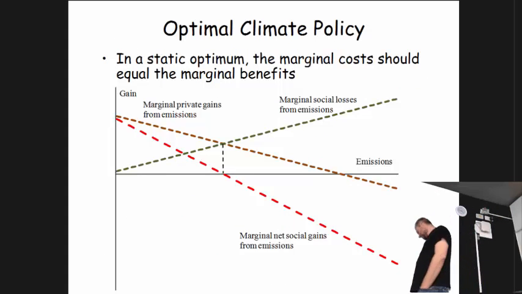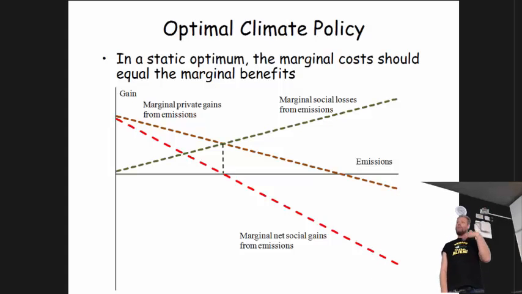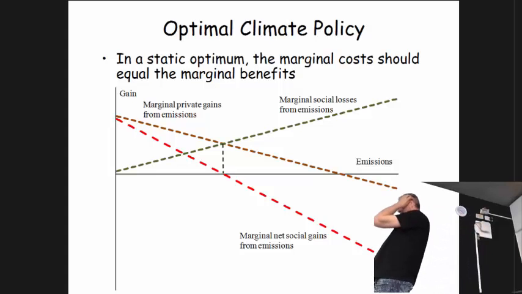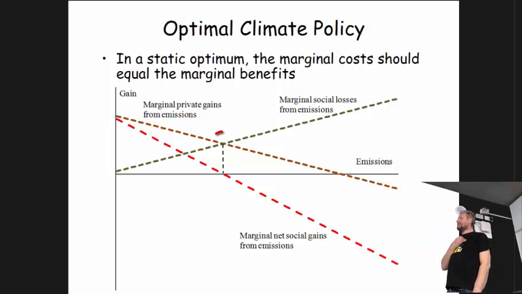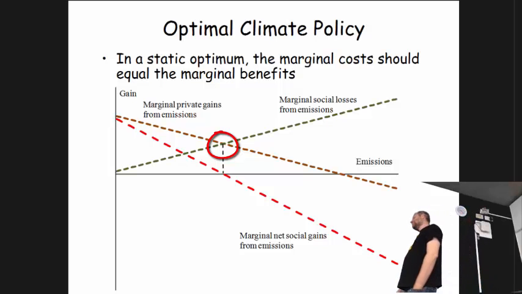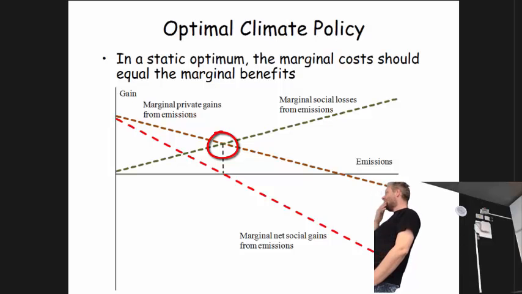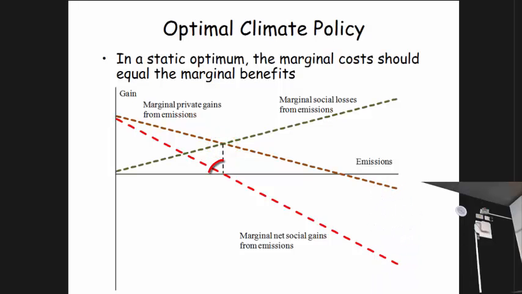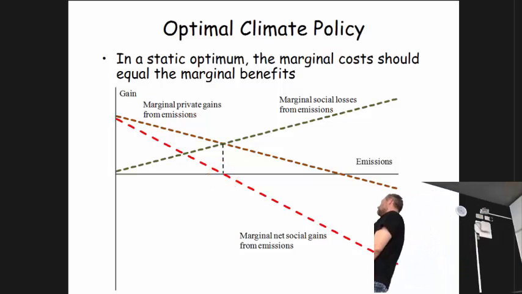Now let's look at this from an economic perspective. And we want to find optimal emission reduction. When we optimize, if we have a simple static optimum as depicted here, then the marginal cost should equal the marginal benefits, right? That's the first order condition for optimality. Marginal costs should equal marginal benefits, or marginal net social gain should equal 0, right? So this is our standard cost-benefit diagram.